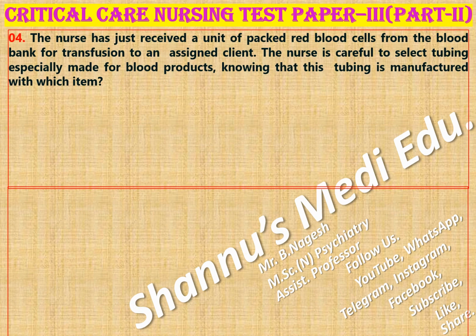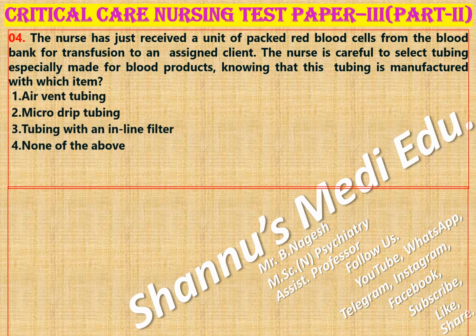The fourth question: the nurse has just received a unit of packed red blood cells from the blood bank for transfusion to the assigned client. The nurse is careful to select tubing especially made for the blood product, knowing that this tubing is manufactured with which item? The correct answer is tubing with an inline filter.